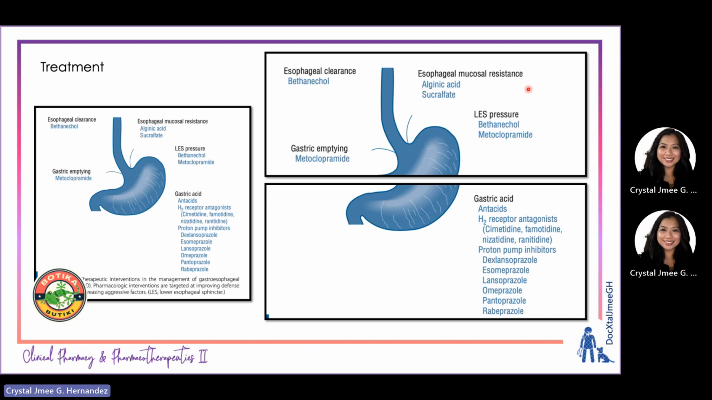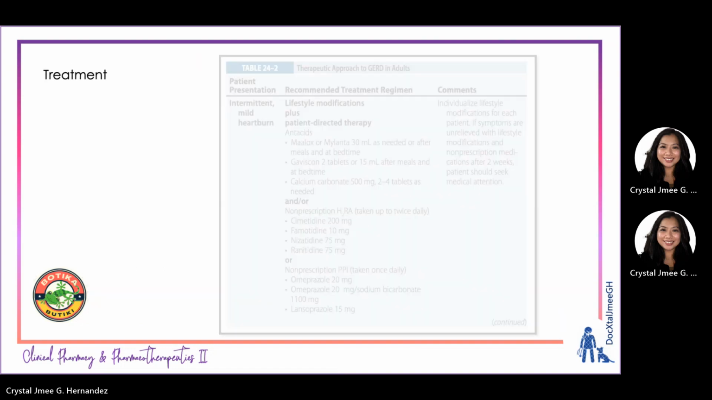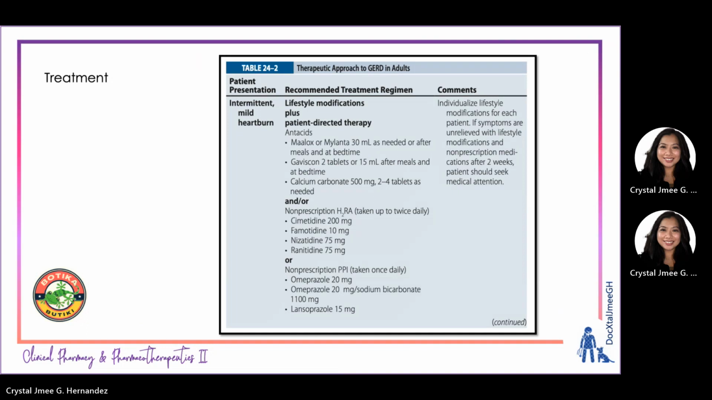And of course, since the inflammation is triggered by the acid itself or the excess acid, gastric acid regulators are also recommended as treatment. So we have antacids, the histamine 2 receptor antagonists, and of course the proton pump inhibitors. So these are the recommended treatment regimens.